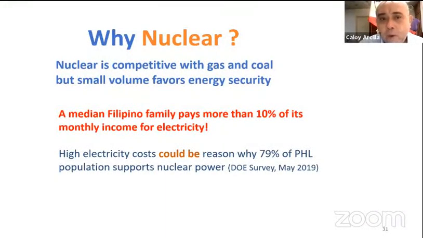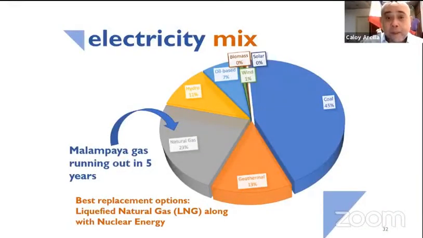So why nuclear? Because it's competitive with gas and coal and provides energy security. By the way, uranium is more easily sourced than coal. And most importantly, the median Filipino family pays more than 10% of its monthly income for electricity. And this could be the reason why 79% of the people support nuclear power, per a DOE survey just last year. And Malampaya is running out in 5 years. What will we replace this with? The best option would be maybe a combination of imported liquefied natural gas along with nuclear energy.